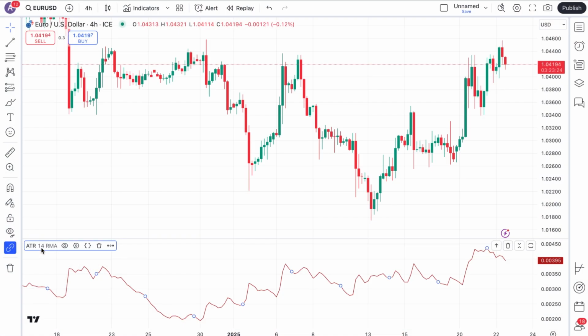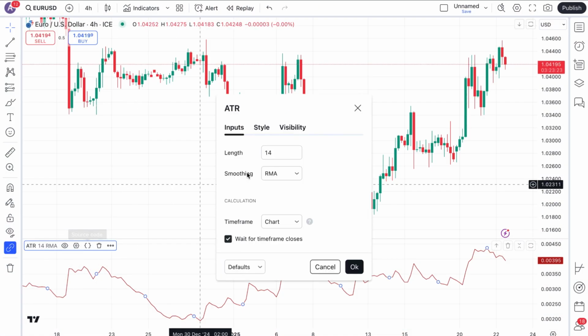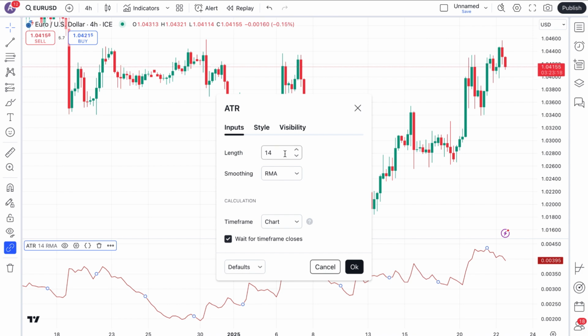Now, the ATR is usually set at a default of 14 periods. So this means, for example, if you're trading on the 1 hour chart, it'll take into account the last 14 hours. And if you're trading on a daily chart, it'll take into account the last 14 days. And it'll tell you the average true range over that period.